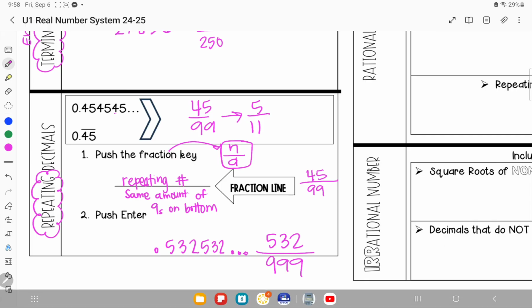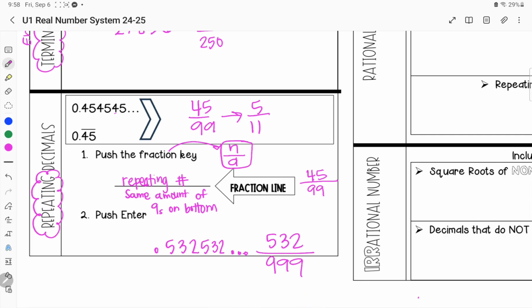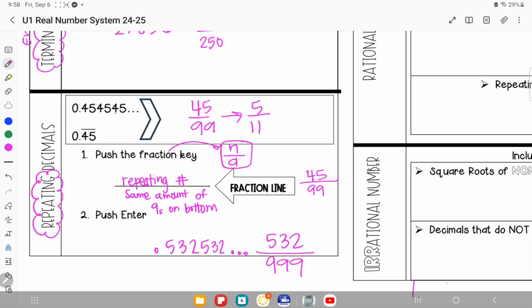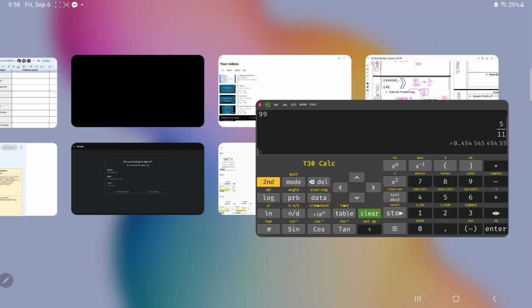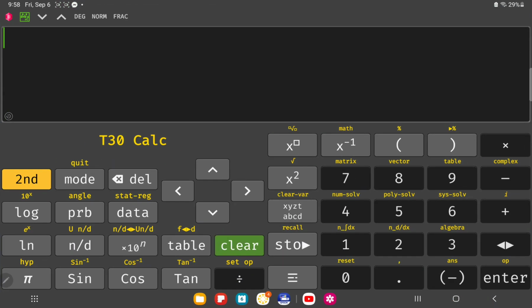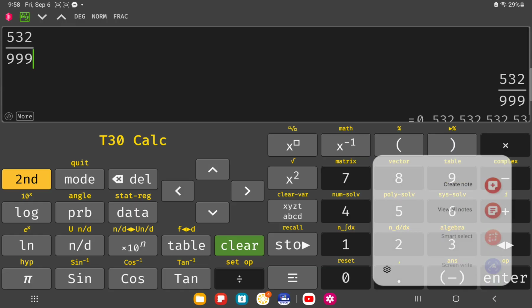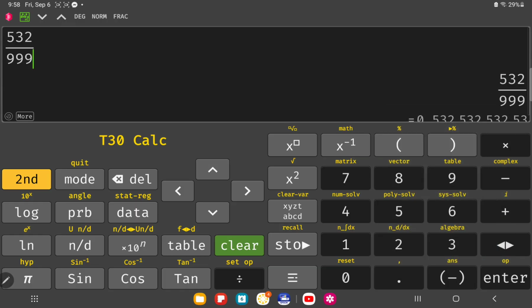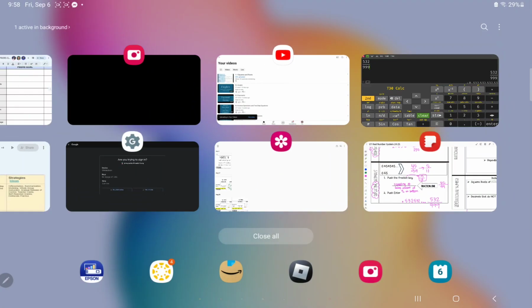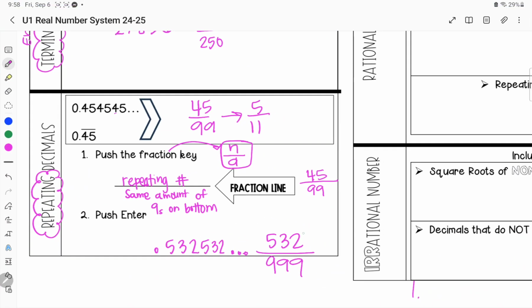And this one, I'm pretty sure doesn't simplify, so we'll just check though. We have 5, 3, 2 over 999. Now, if it comes out just like this one did, that means that this does not simplify. That's as low as that goes, is 532 over 999. So this would be done.